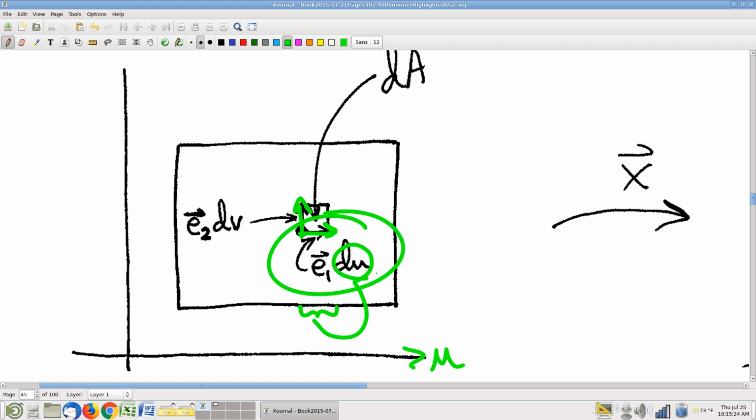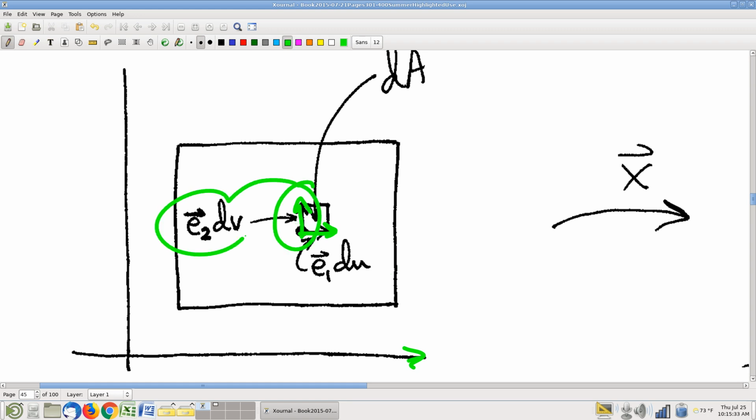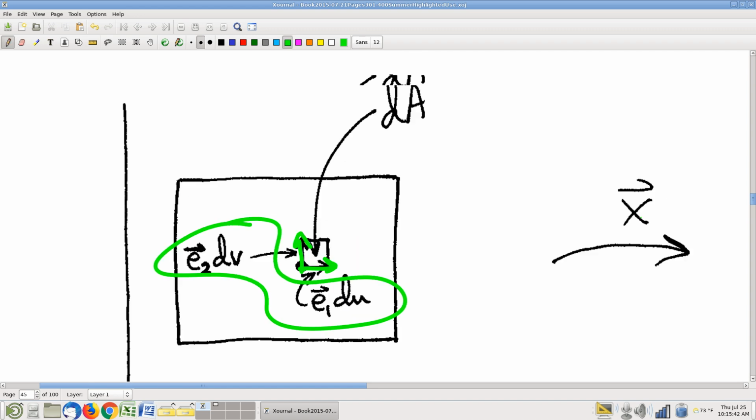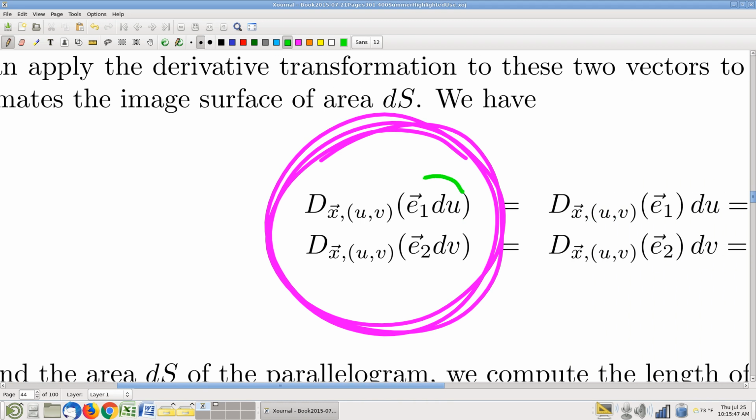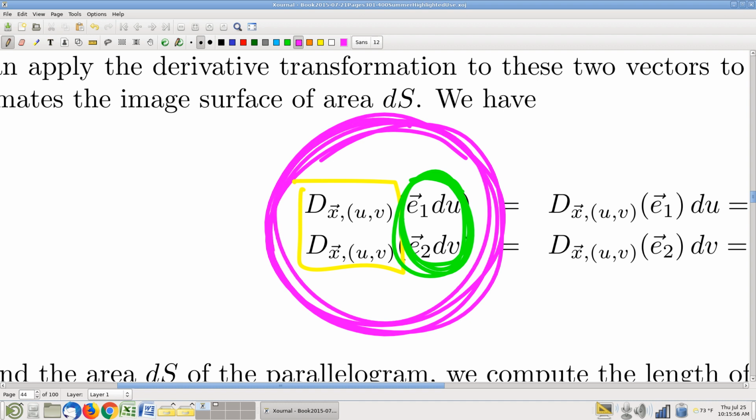It's in the E1 direction. That vector is E1 du. Likewise, this vector here is E2 dv. So I'm going to take those two vectors, E1 du and E2 dv, and plug them in to the derivative transformation. And again, the derivative transformation takes input vectors and gives me output vectors.